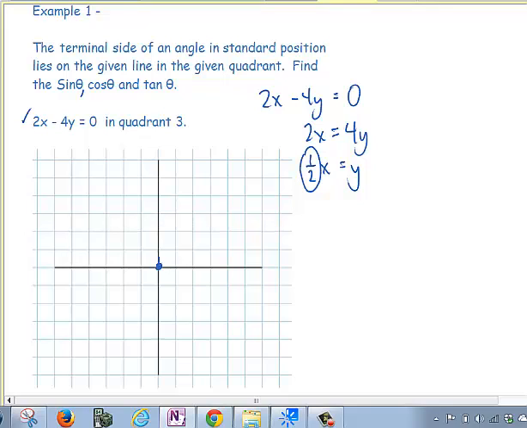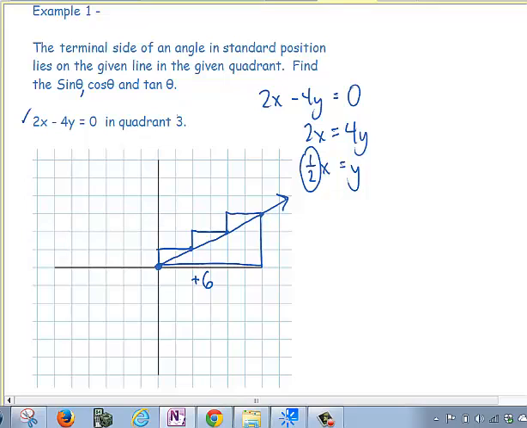So that means you rise up 1 for every 2 you run over. That will be a slope of 1/2. You draw the line, and now you can make any triangle you like to find the trig ratio. I'm going to make a triangle that has a base. The x value would be 6, +6.